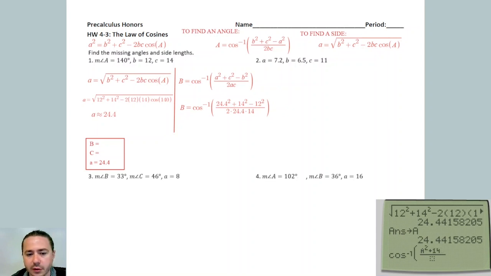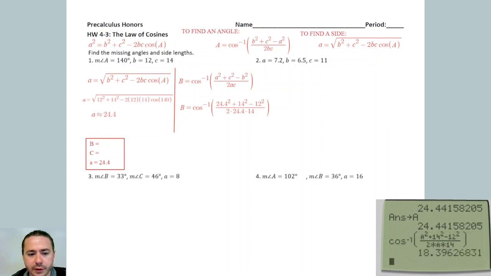14 squared minus 12 squared, over 2 times A, that's that 24.4, times 14. All right, so my angle B comes out to be about 18 degrees.